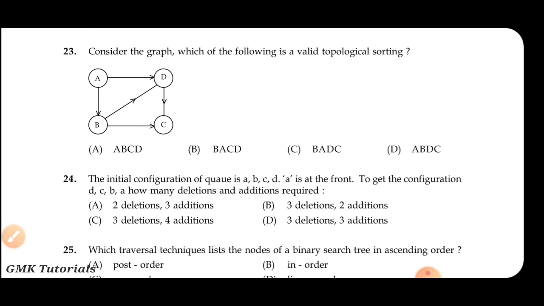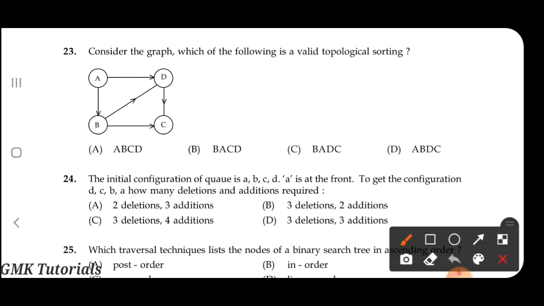23. Consider the graph. Which of the following is a valid topological sorting? Here they gave one graph and we have to find the topological sorting. In a graph, each node will be visited. So A to B, B to D, and D to C. This is the right answer for this question: A, B, D, C.